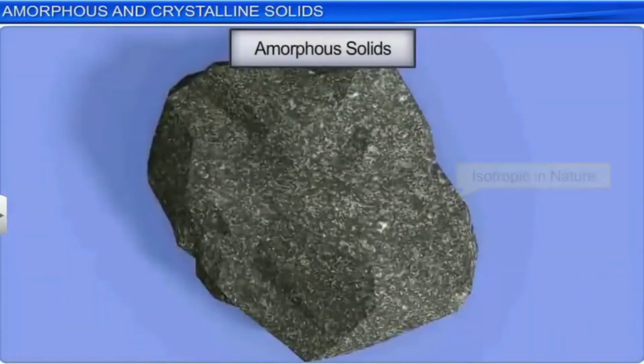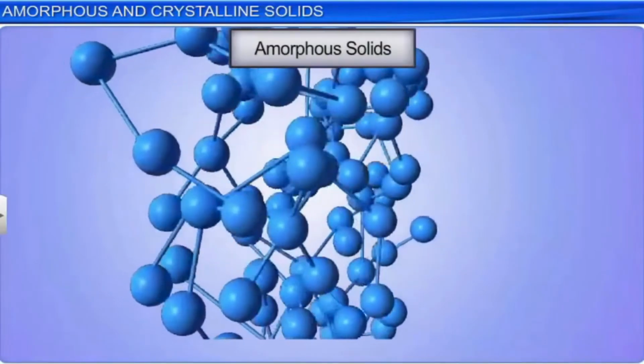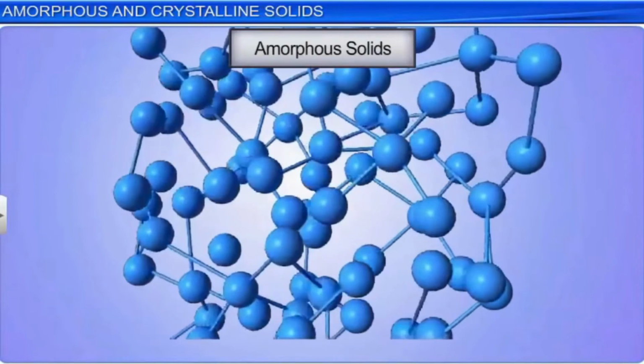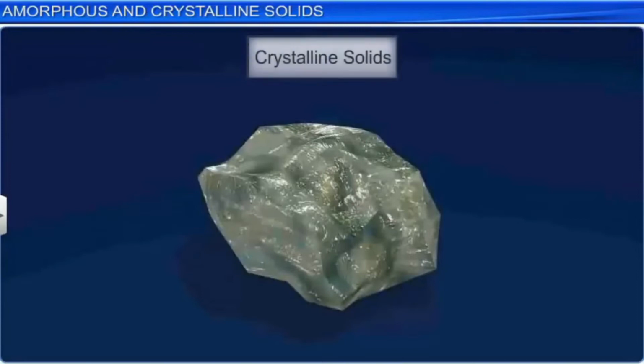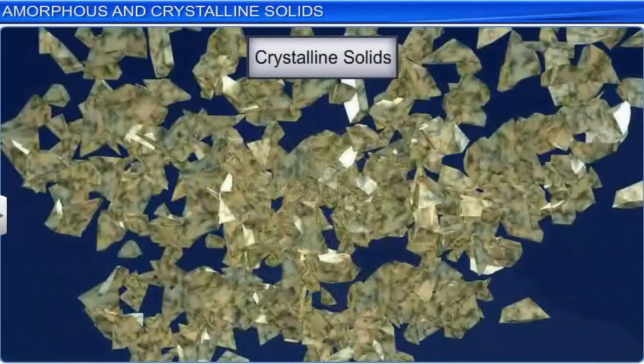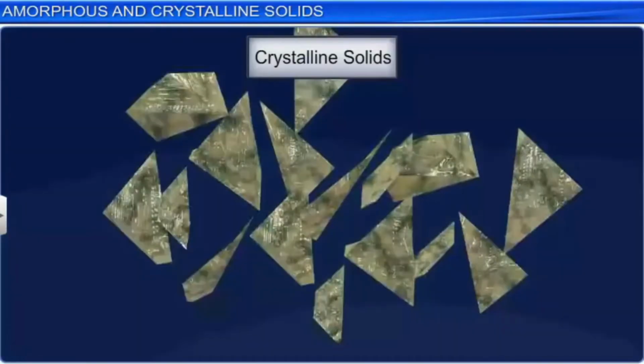Amorphous solids are isotropic in nature. In other words, they show the same physical properties in all directions. This is due to the random arrangement of the solid. If a crystalline solid is broken into pieces, the small constituents will have the same smooth and plane surfaces.